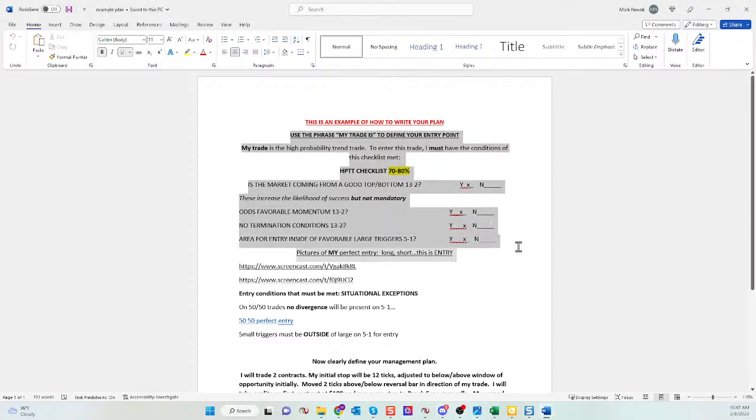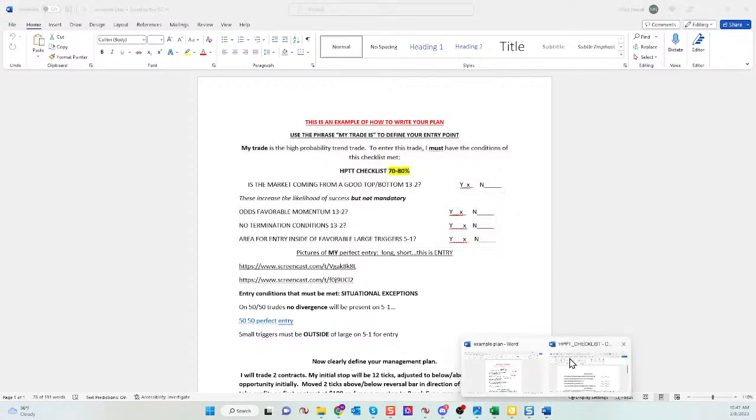So I'm going to personalize it. My trade is the high probability trend trade. And to enter this trade, I must have the conditions of this checklist met. Guys, I put the checklist in the room for you. I'm going to do it again so that you can print these out so you can put them on your desktop. But the checklist is pretty simple. It's exactly what we talked about. It is odds favorable momentum, the first step in learning the high probability trade, understanding odds favorable momentum. It's no termination conditions, and it's understanding that entry. And these are in order for a reason.